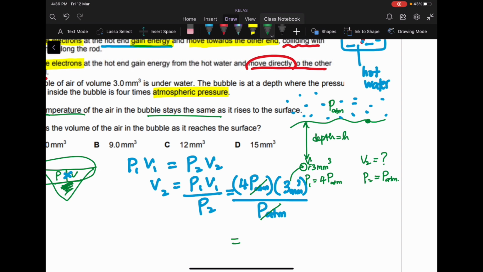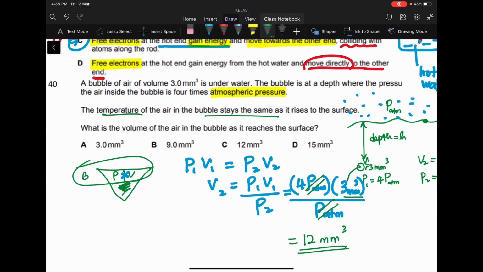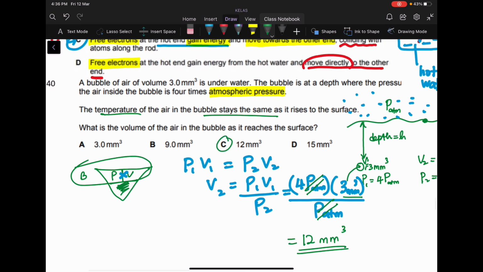So 4 times 3, PATM cancels out, so 4 times 3 is 12. So no unit for this one, we cancel, so we are just left with millimeter cubic. This is just to be careful if this is paper 4 or paper 6. So for this one, the answer is 40C. This is the correct answer, the correct method to answer this one.